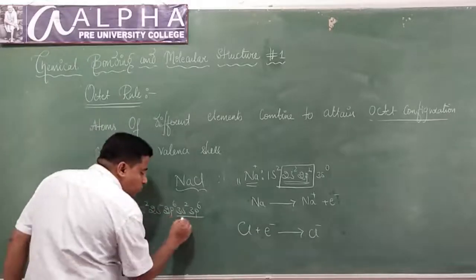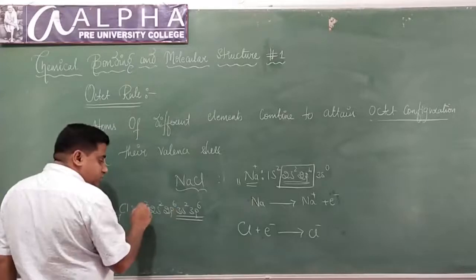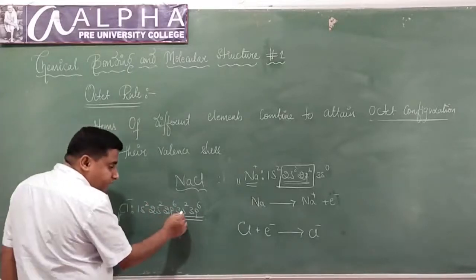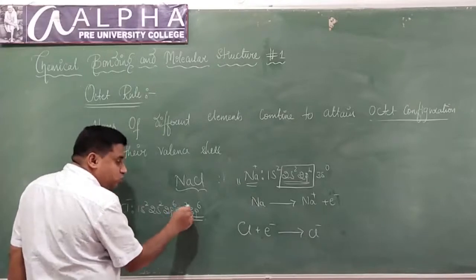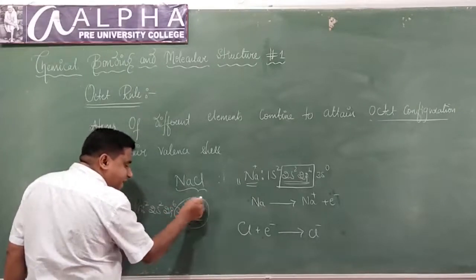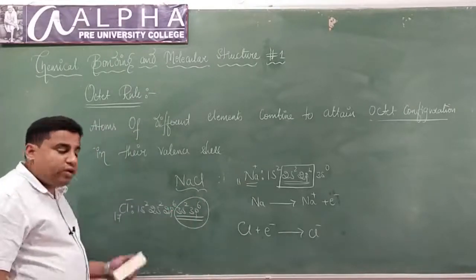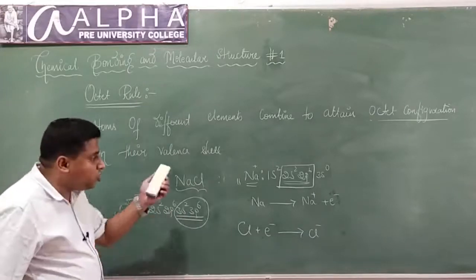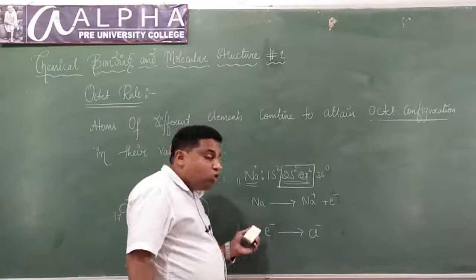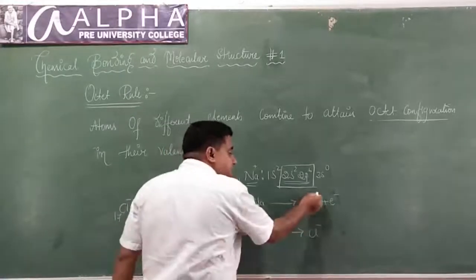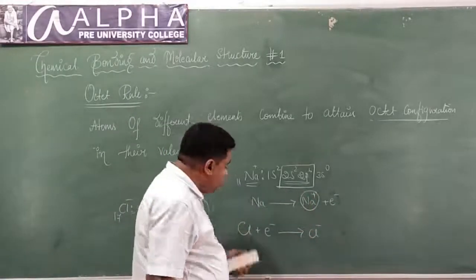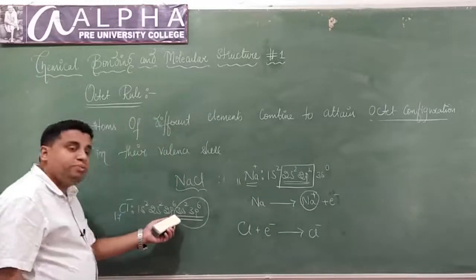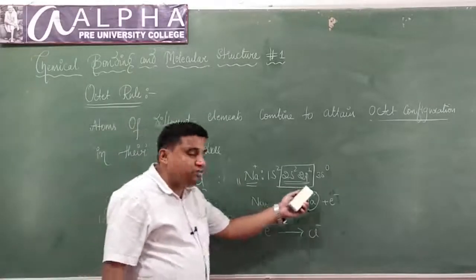And look at this outermost shell. When chlorine gains 1 electron to form chloride, its outermost shell configuration becomes 3s2, 3p6. That means it has 8 electrons in its outermost shell, so it will also become stable. On one side, Na, on losing 1 electron, becomes Na plus and is stable. Chlorine, on gaining 1 electron, becomes chloride and is also stable. So both have become stable.